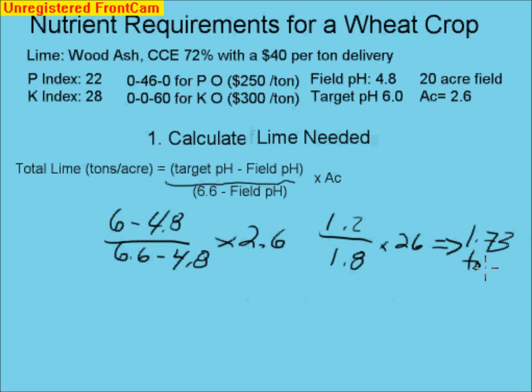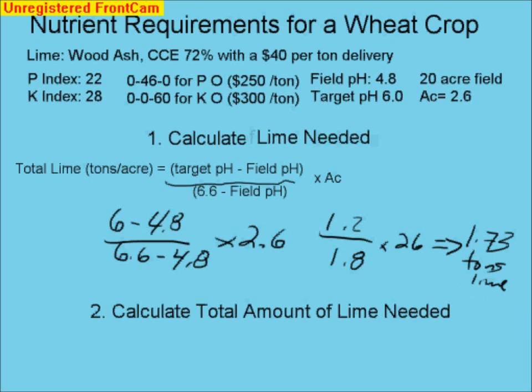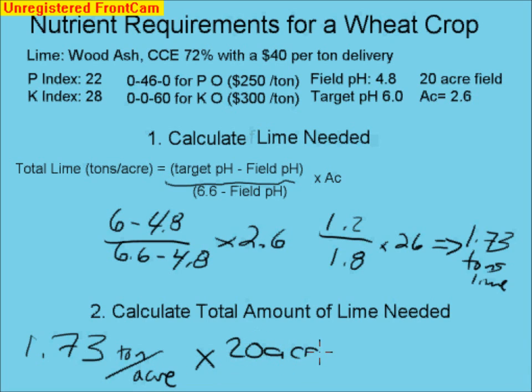1.73 tons of lime. We can calculate the total amount of lime needed once we have the amount of lime required. So we have 1.73 tons of lime required per acre times 20 acres. So the total amount of lime that we need is 34.6 tons of lime.